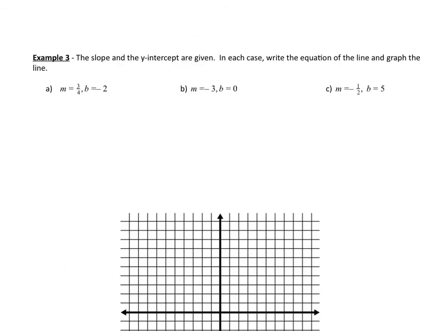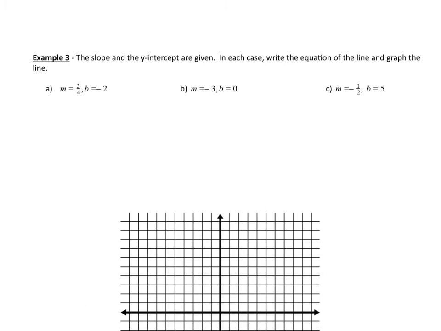In our final example, we're kind of going to go the opposite way. In this question, the slope and the y-intercept are given to us, and in each case, we are asked to take that information, write the equation of the line, and then graph the line. So this time, we need to be able to take slope and y-intercept information and turn that into a graph.